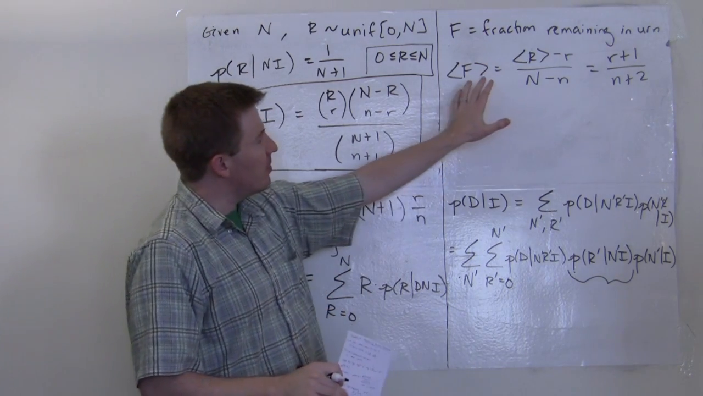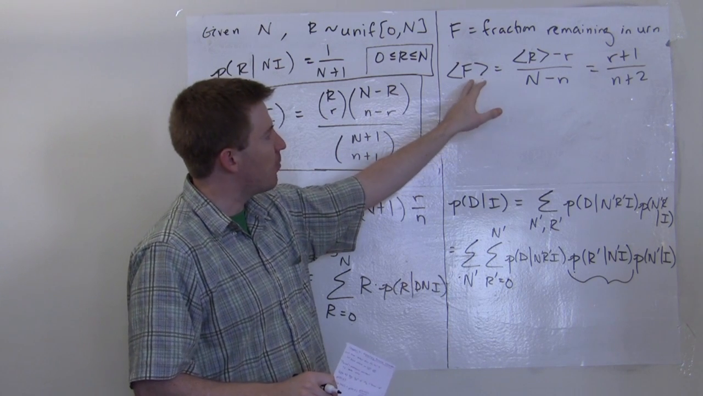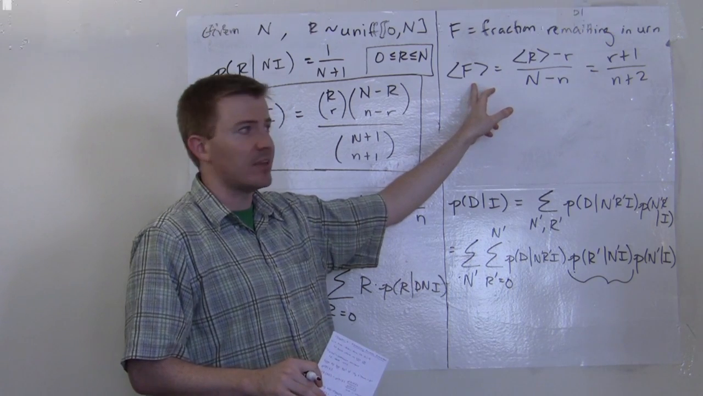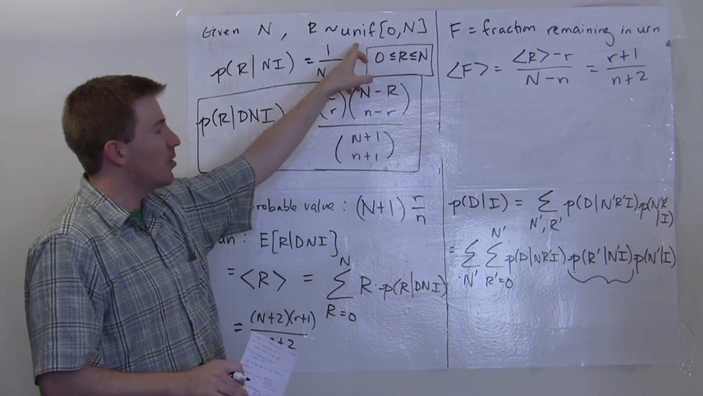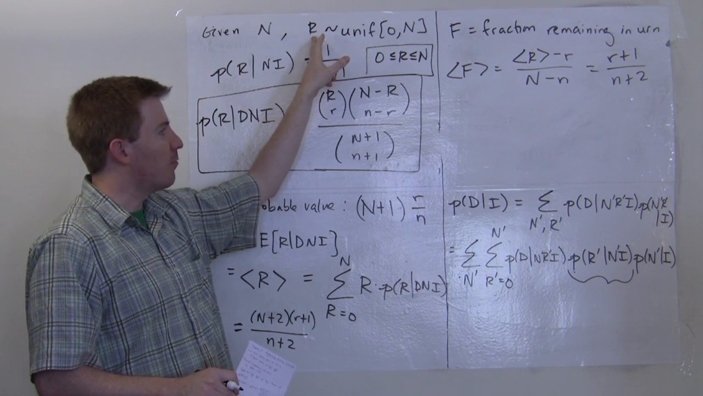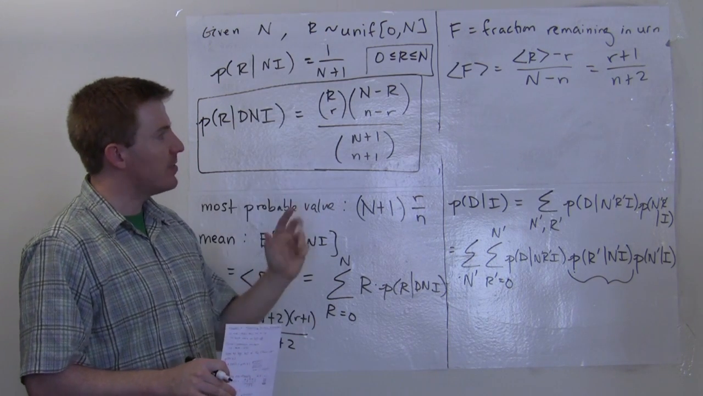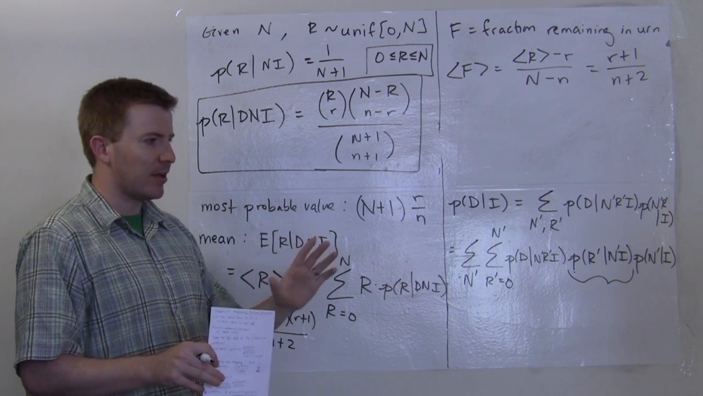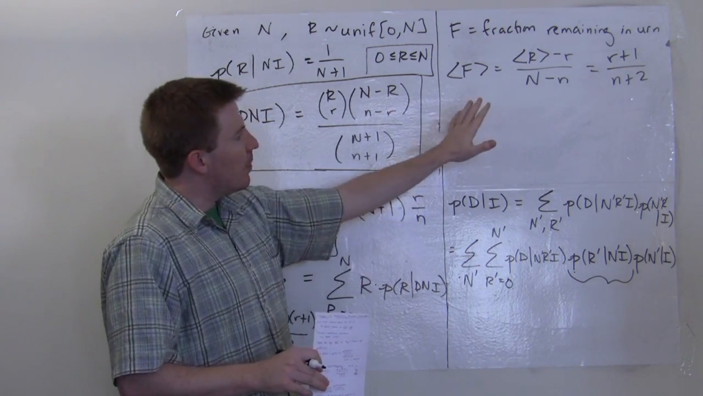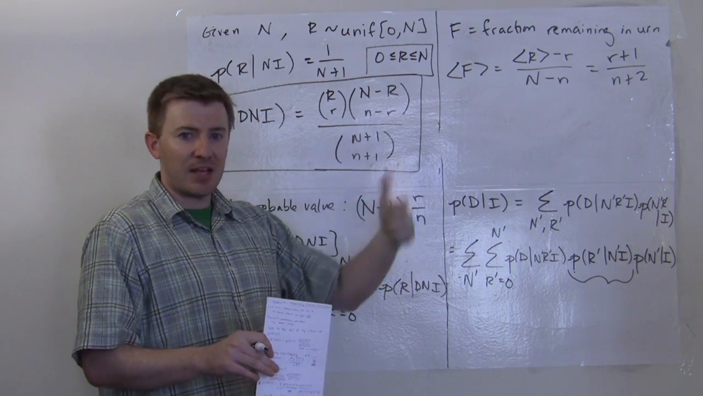This is the mean value of the distribution of the remaining fraction of red balls in the urn after doing the sample, assuming that we had a uniform prior on the number of red balls in the urn originally. It also happens to work out to be, and you can think this through, the probability of getting a red ball on the next draw.